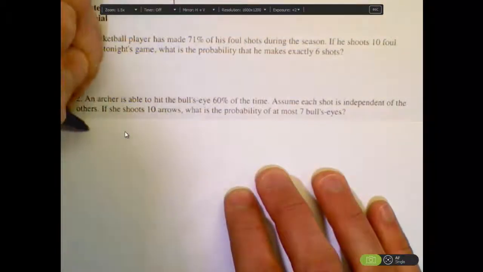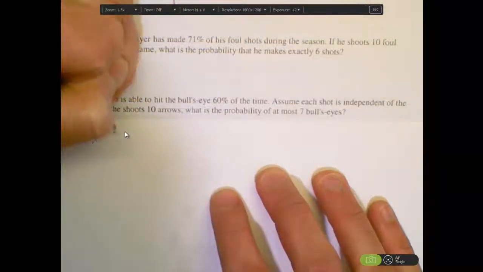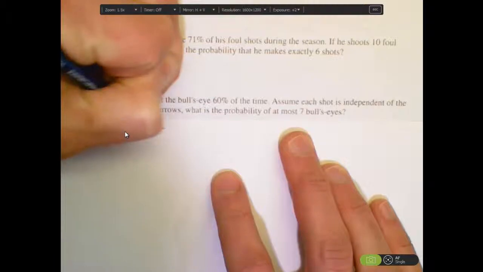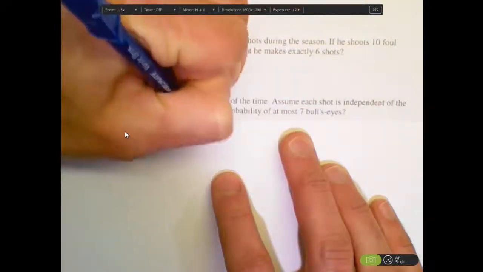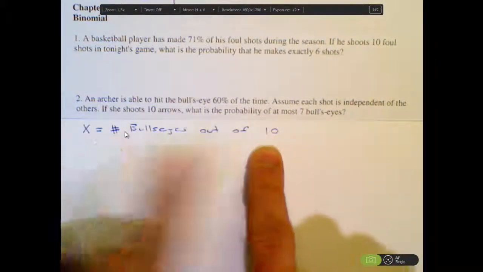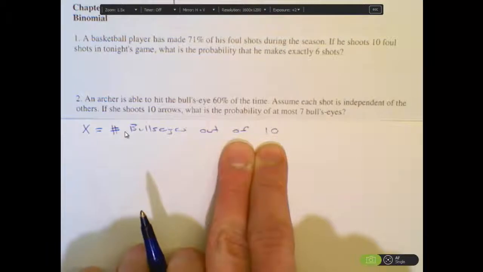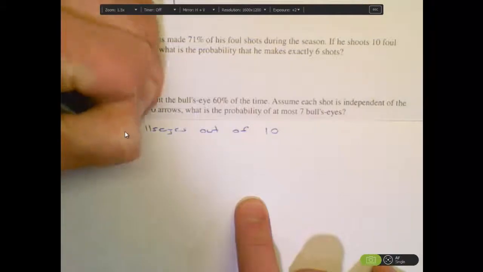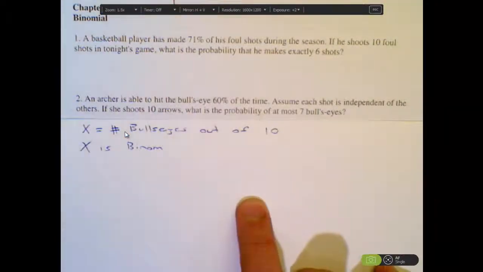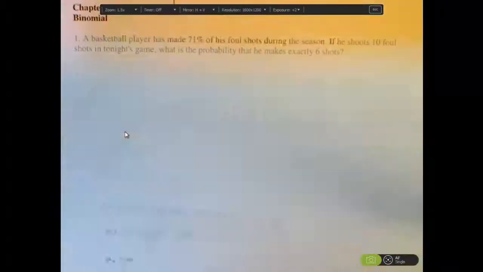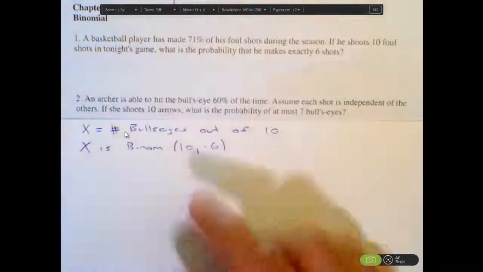So I'm going to start by identifying a random variable again. X is, I'm trying to measure the number of bullseyes hit, so it's the number of bullseyes out of 10. Always, always, always, if it's a binomial probability model, when you identify the random variable, put the number of trials here. Number of bullseyes out of 10. X is binomial. As I saw on my green sheet a minute ago, if you need to see it again, binomial distribution with parameters n and p. I have 2 parameters, the number of trials and the probability of success, so 10 and 0.6.